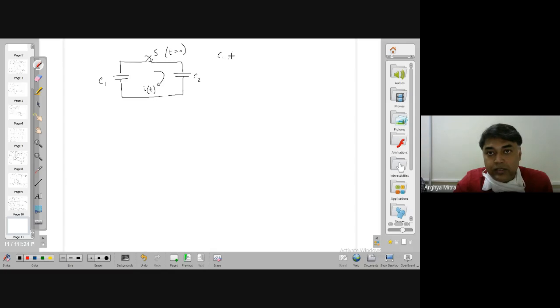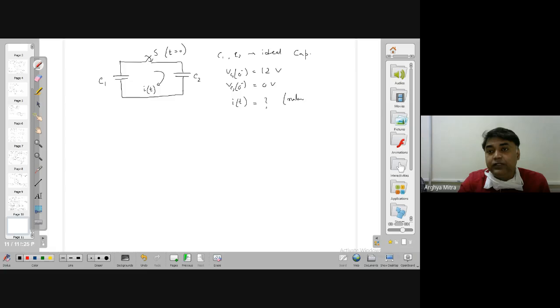It is said that C1 and C2 are ideal capacitors, and Vc1 of 0 minus is equal to 12 volt. Vc2 of 0 minus is equal to 0 volt. So what will be I of t? Basically, the nature of I of t is asked.